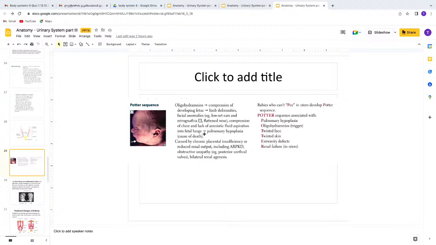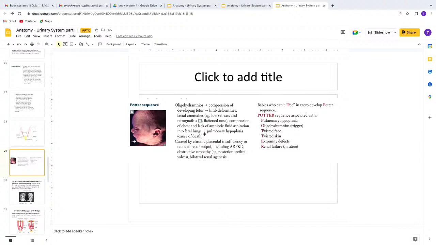urinary tract, or bilateral renal agenesis. So if in the embryology period we have not developed the kidneys normally, we might have the Potter sequence. And the mnemonic for that is: babies who can't pee in utero develop Potter syndrome. P with P. Potter has its own symptoms, and how to remember the Potter sequence symptoms.